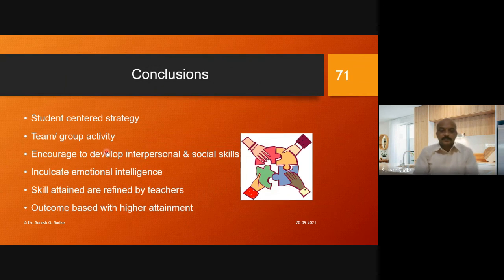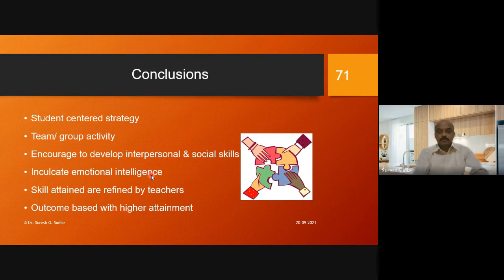So lastly, we come to the conclusion part of our presentation. Cooperative learning is a student-centric strategy. Here the students are working in a team and a group. They are encouraged to develop the interpersonal and social skills of each other. Cooperative learning inculcates emotional intelligence in our students.